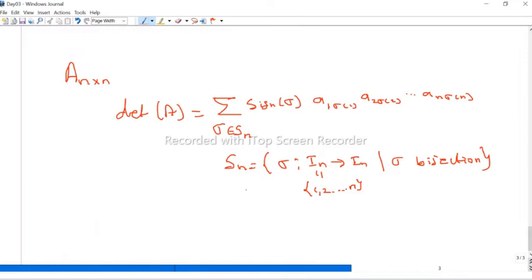And then the summation varies over all permutations sigma in Sn of sign of sigma, and then A1 sigma 1, A2 sigma 2, and so on, An sigma n. So this is another method to find the determinant. Okay.